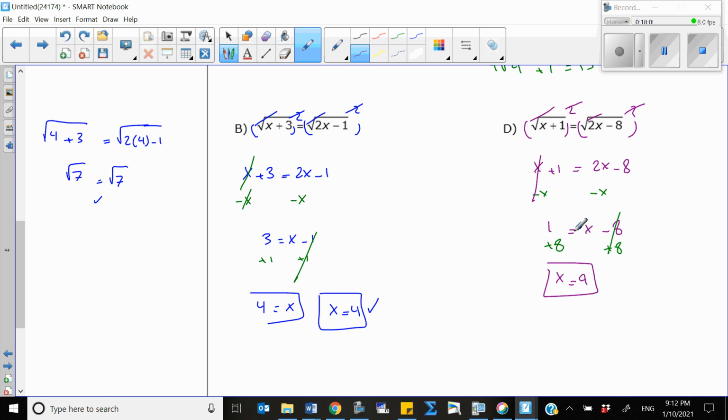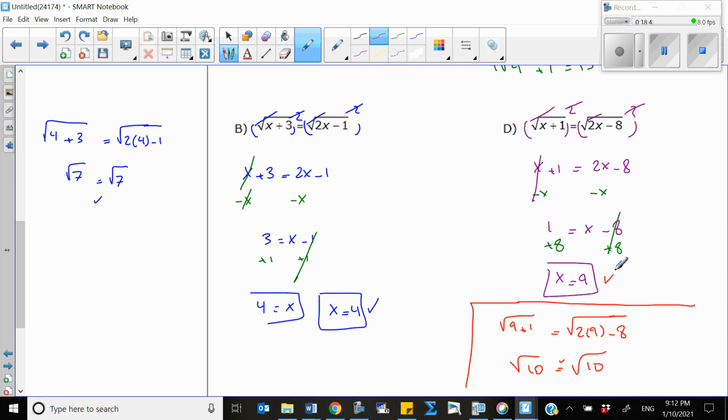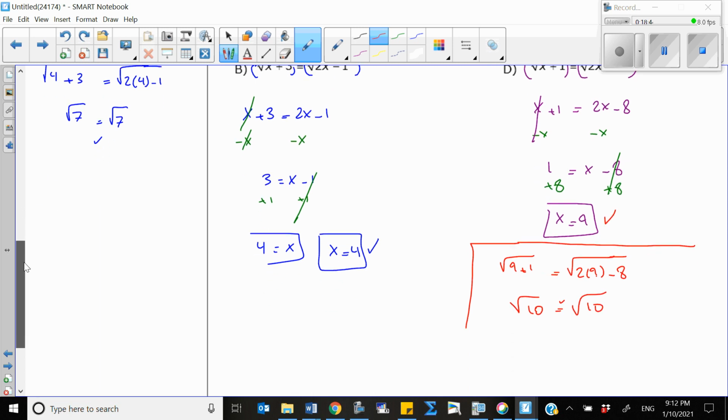Okay, now let's try it in the original equation and make sure it's the right one. I'm going to try that here. Square root of x plus 1, with x equal to 9, plug that here, 9 plus 1. And here, 2 times 9, instead of x, write 9 minus 8. Okay, the left side, square root of 10. The right side will be also 2 times 9, 18, minus 8, again 10. So they are equal, and that means this is the right answer.